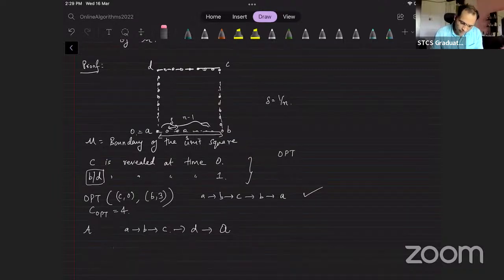So until time 2, it has gone to C and it has no extra information. Now it starts following either this path or it goes to B towards A, either of the two. Now, depending on what it does, if suppose it follows this path, you give B as the input.